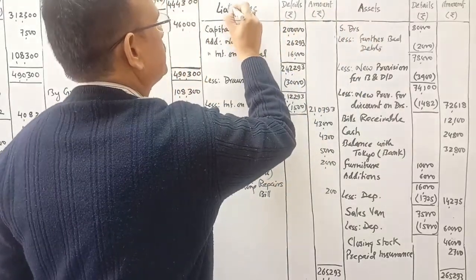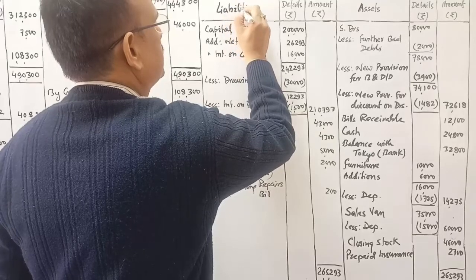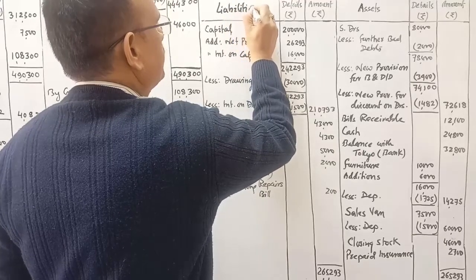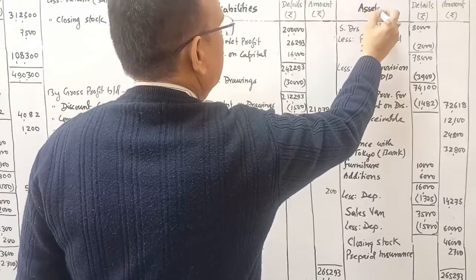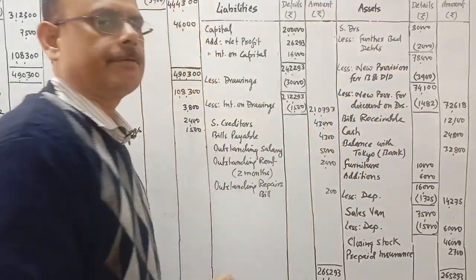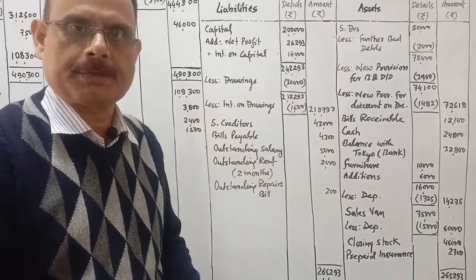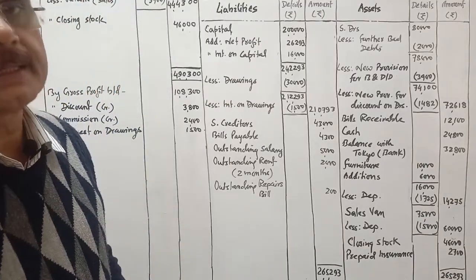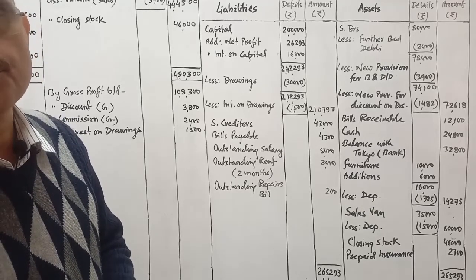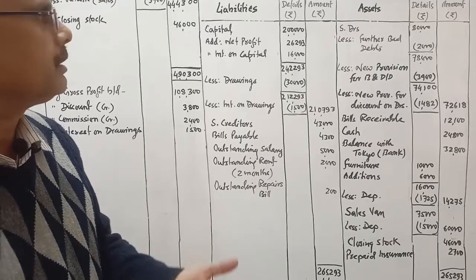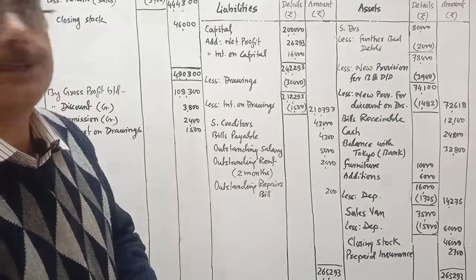Is it clear? Left hand side is your liabilities and right hand side is your assets. Whether assets are current assets, liquid assets, fixed assets or investments, all assets will be reflected in the asset side, and on the liability side, whatever amount is due, which will be paid later on, that is your liability. Okay.